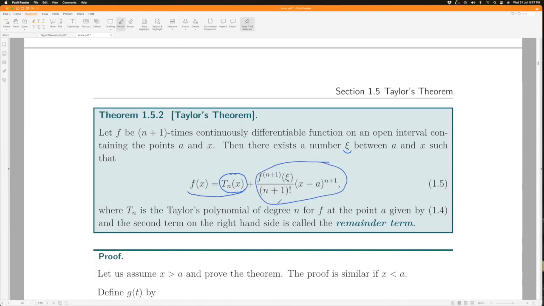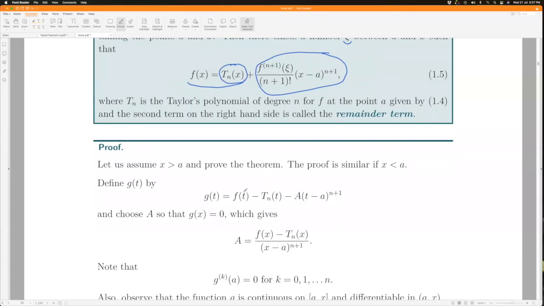Okay, so how will you prove this theorem? Well, there are many ways to prove it. Let us take this proof. Well, let us prove the theorem for x greater than a. Once we do this, in a similar way, we can also construct the proof for the case when x is less than a. What we do is first you define a function g like this: f of t minus Tn of t minus A into t minus a to the power of n plus 1.